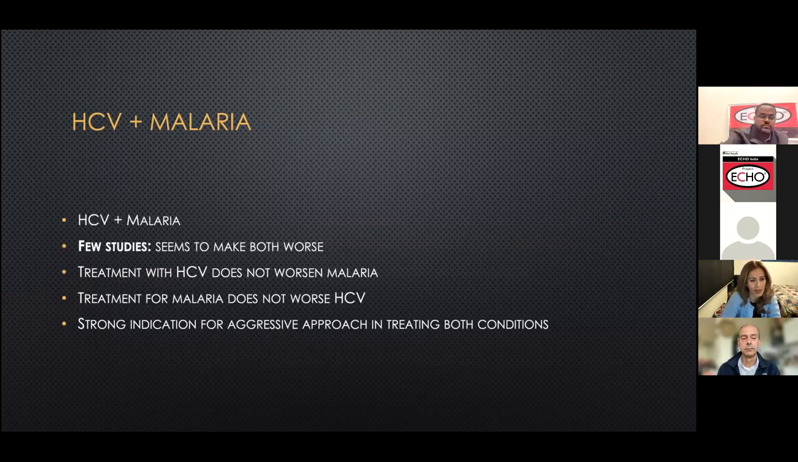There have been really hardly any studies on this between Hep C and malaria co-infections. The few studies that have been published suggest that having both will make the disease worse, make both diseases worse. And certainly treatment with Hep C does not worsen malaria. And I guess the question there is whether if you get rid of the Hep C, you make the liver more likely to be inflamed by malaria, and it's not. And treatment for malaria does not worsen the Hep C. So at the moment, there's a strong indication for aggressive approach in treating both conditions.